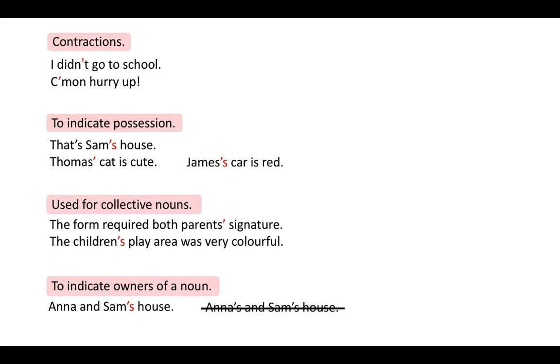If the people own similar items but individually, then both names will take the possessive form. For example, Anna's and Sam's dogs. So in this example, they own separate items, so both names take the possessive form.